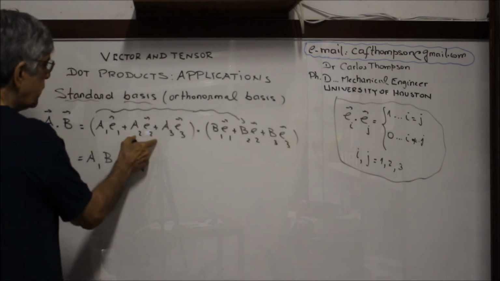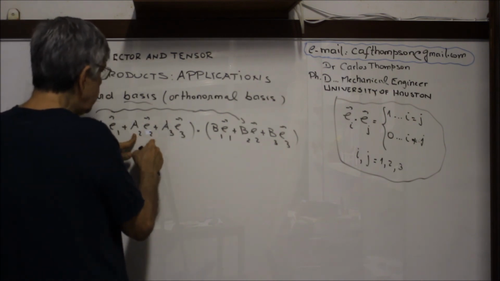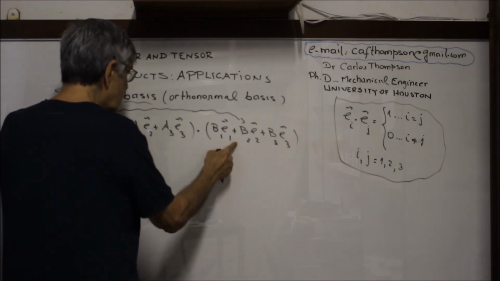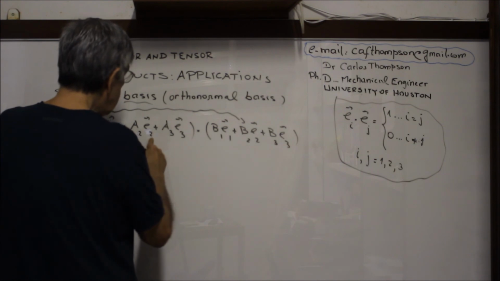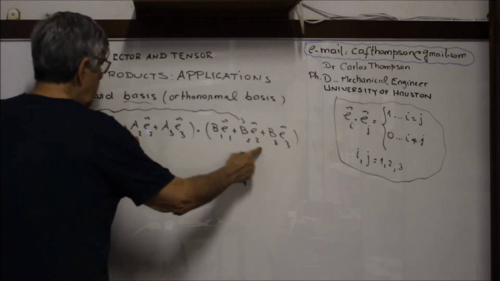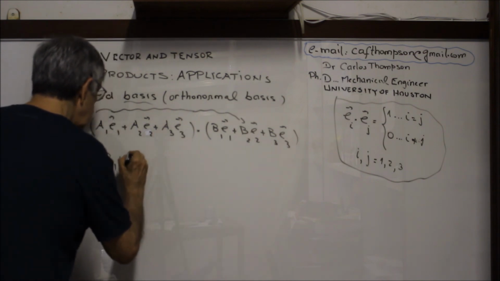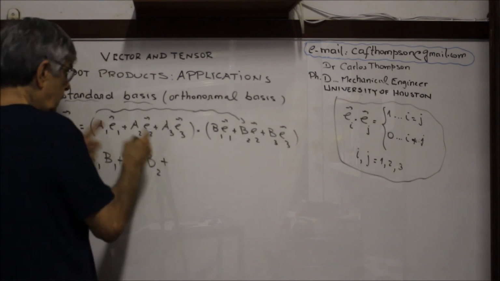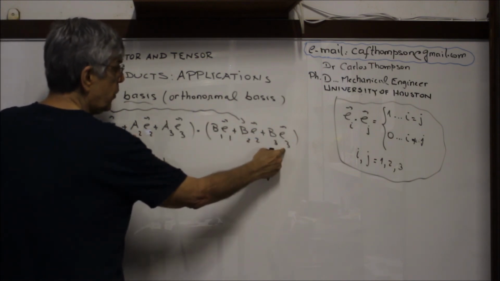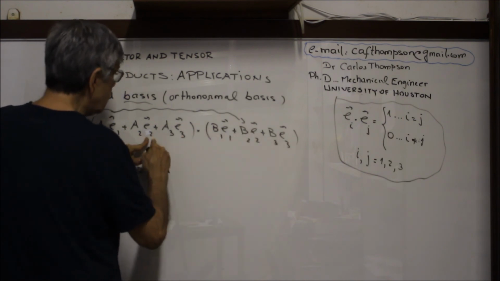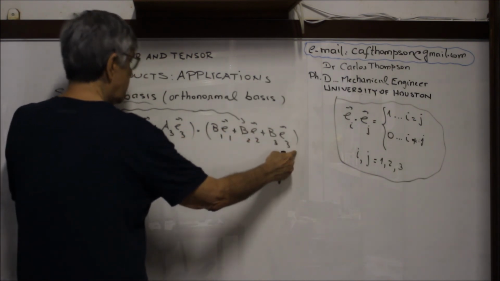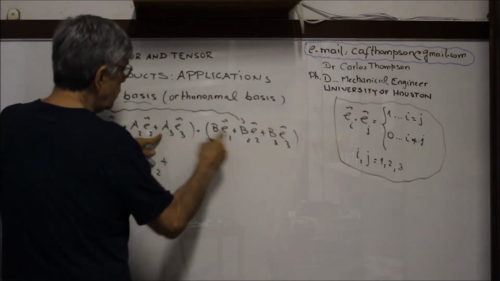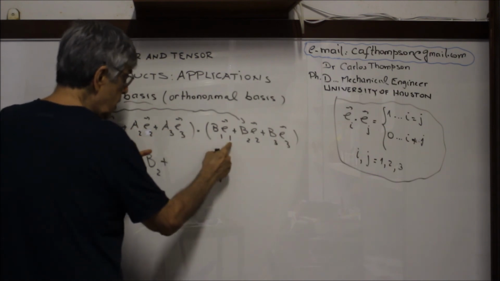Now, let's consider this term here. Look, A2 E2 dot B1 E1. So E2 dot E1 will be 0. Now here, A2 E2 dot B2 E2. So E2 dot E2 will be 1. So this will be A2 B2. Now A2 E2 dot B3 E3. So E2 dot E3 will be 0. Now, A3 E3 dot B1 E1 will be 0 because E3 dot E1 is 0.